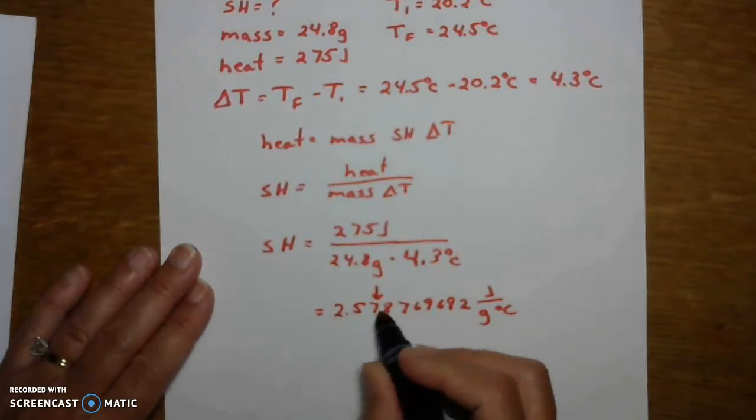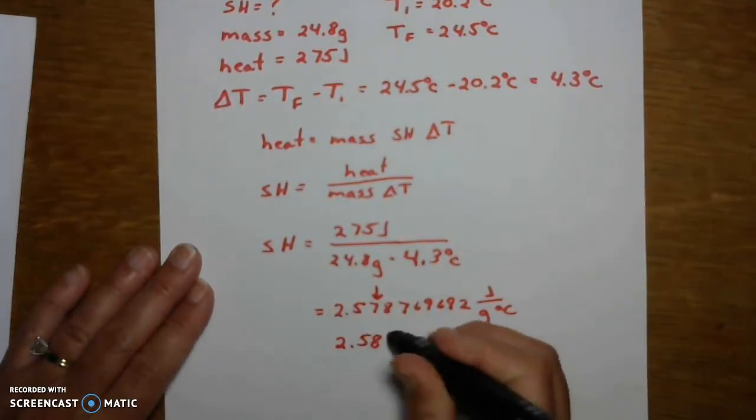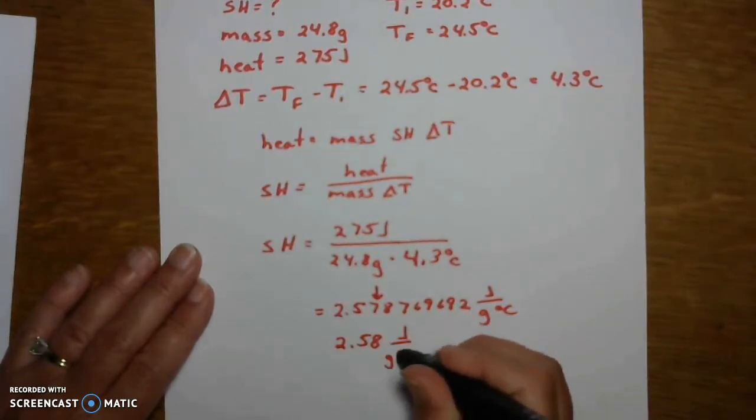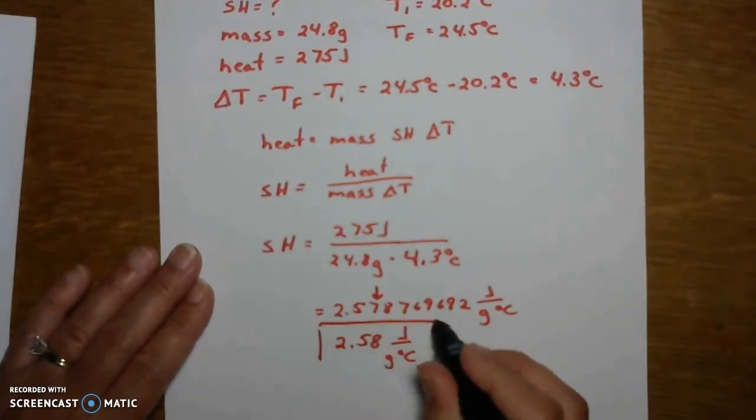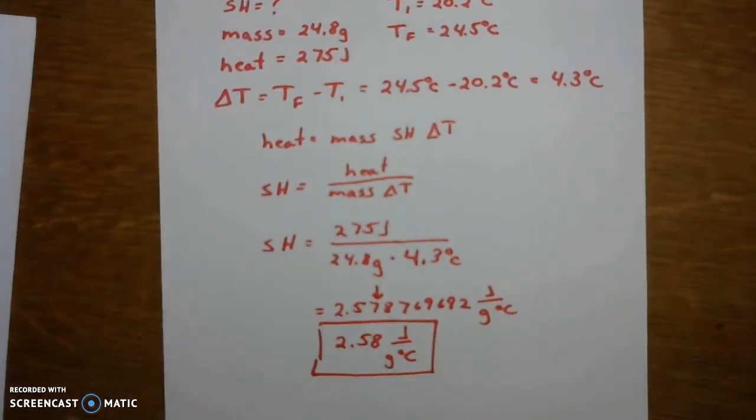The 8 is larger than 5, so we'll say 2.58 joules per gram degrees C. That is our answer. We have calculated the specific heat. And we expect it to have those sorts of units.